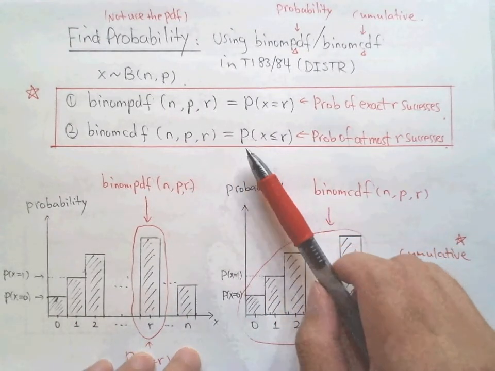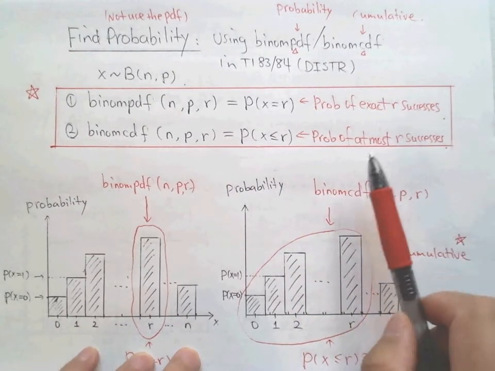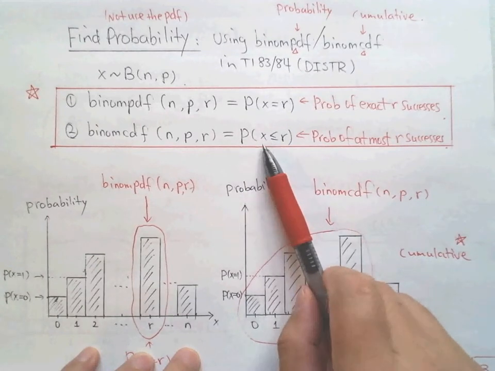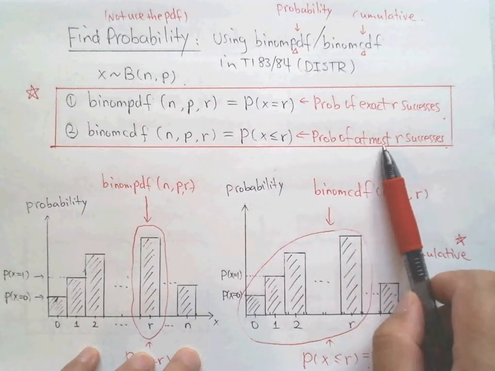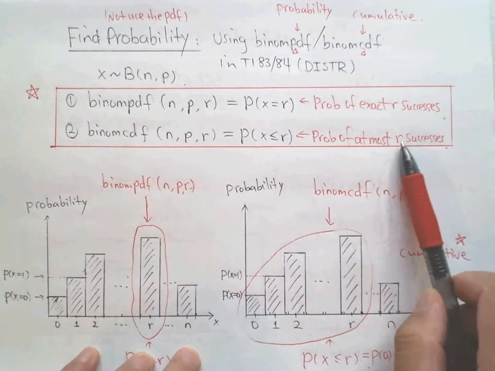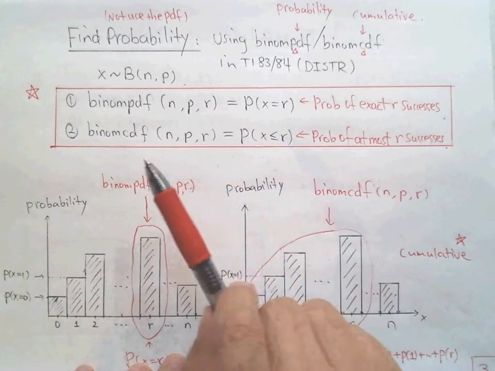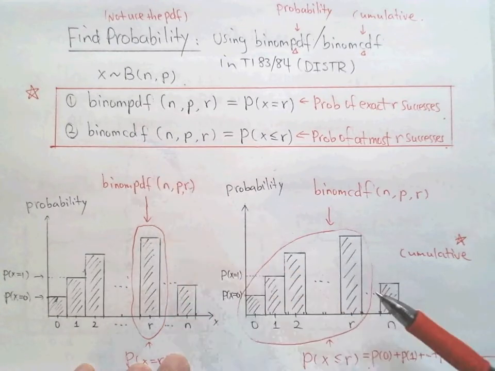The second, when we do applications, we do not always need to find exactly R successes. For example, can you look at what this means? X success times less than or equal to R means at the most, right? At the most get R successes. How to find this probability? We have the formula, binomial CDF, for cumulative.